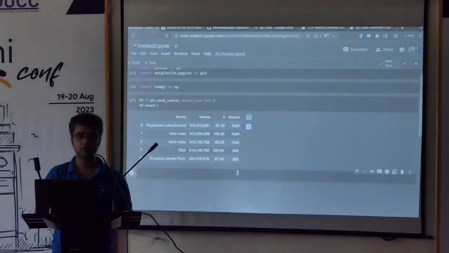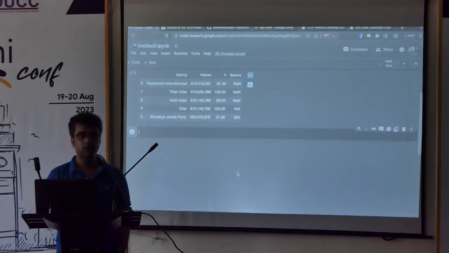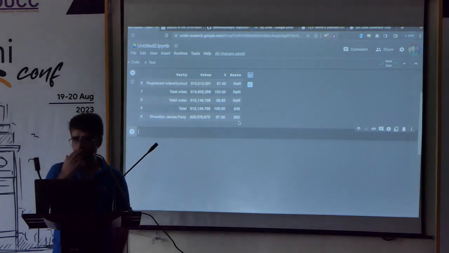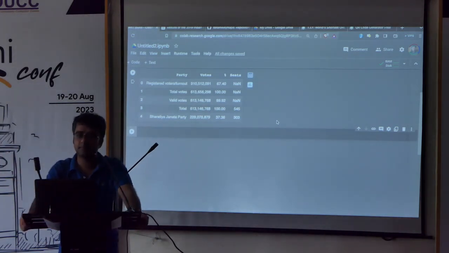So this is how we would see the data. Is this visible? Right. So party, the absolute number of votes, percentage of votes, and the seats they hold. Those are our columns, right? What's the first thing you do when you have a data set like this?